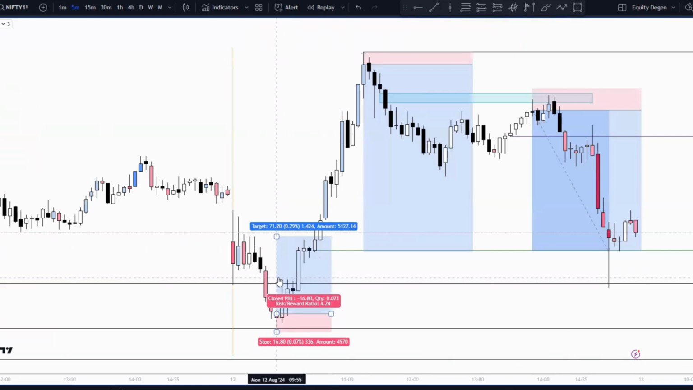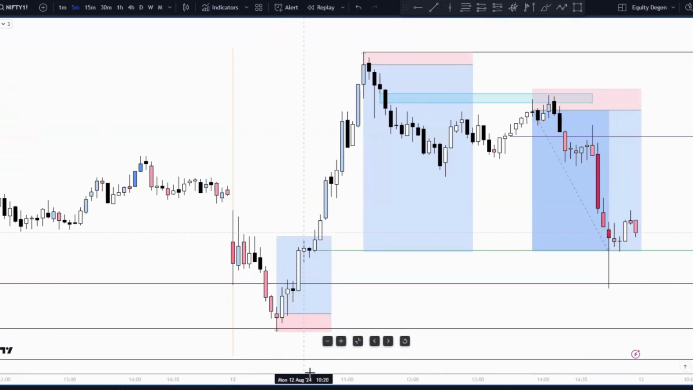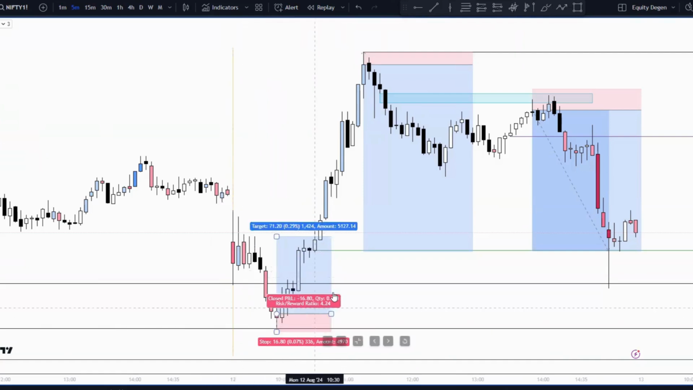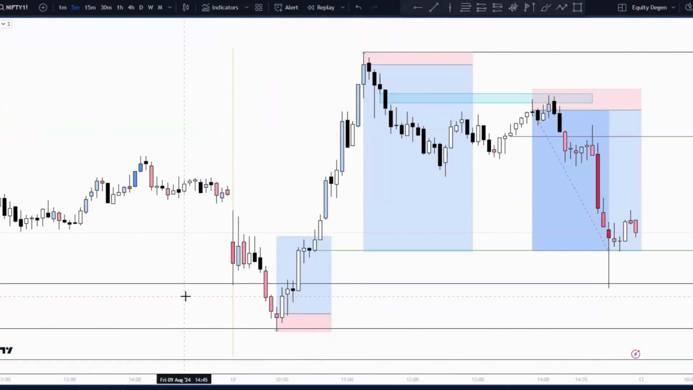So this trade was taken at 10 a.m. At 10 a.m., basically I trade absorption. So how do I identify absorption? So let's get into the charts.